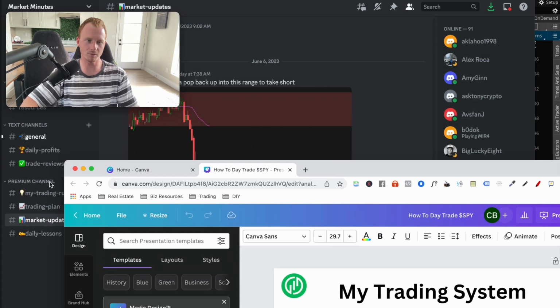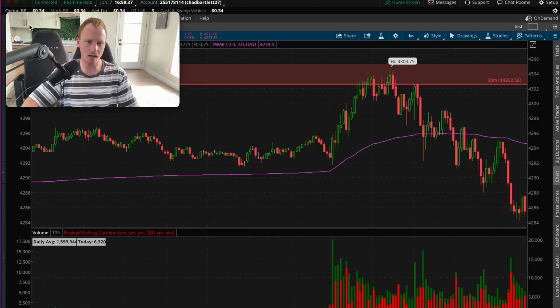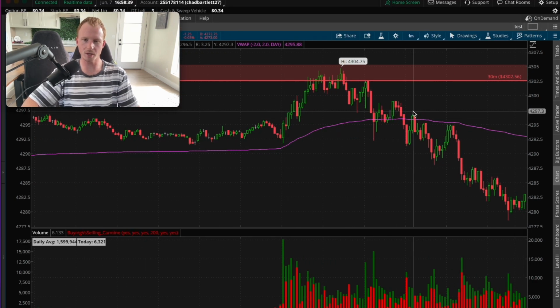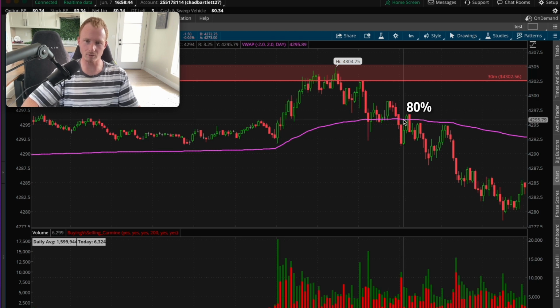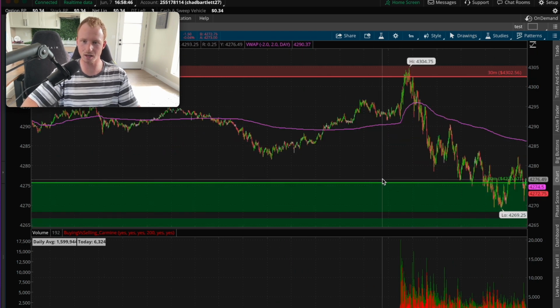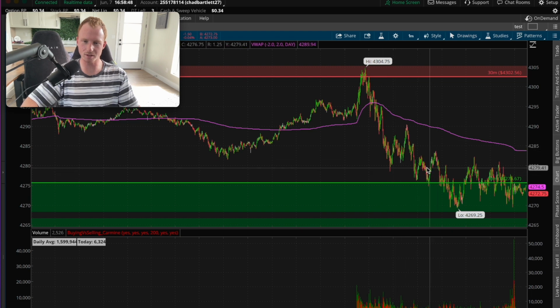So anyways, let me move this screen. And as we can see from there, I basically sold, like I said, 80% of my position at this VWAP. And I was holding runners to my next target, which was this demand zone way down here. As we can see, we had a nice sell-off after this all the way into this demand zone.